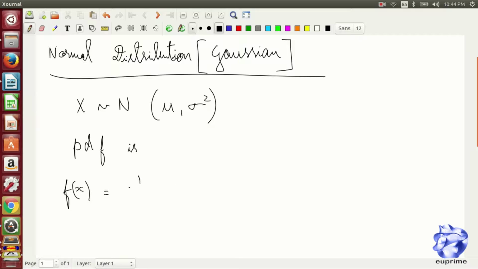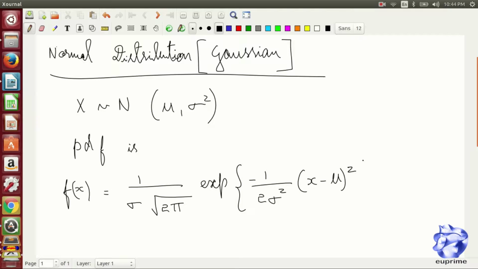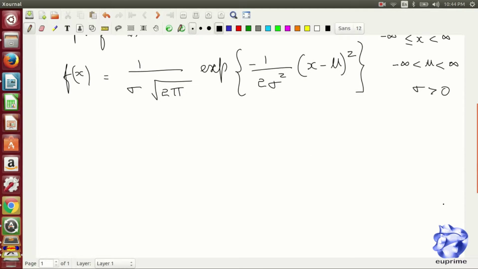A continuous random variable x is said to follow a normal distribution with parameters mu and sigma square if its PDF is given by f of x equal to 1 by sigma root of 2 pi, where x is between minus infinity to infinity, mu is again the same, and sigma is greater than 1. First, we find mean and variance by the expectation method.